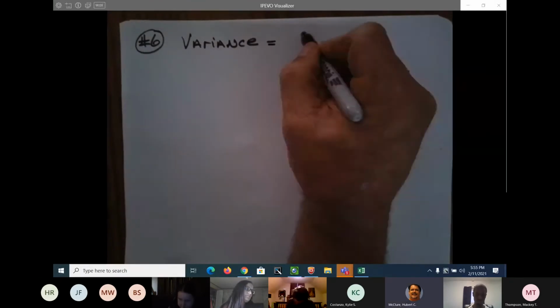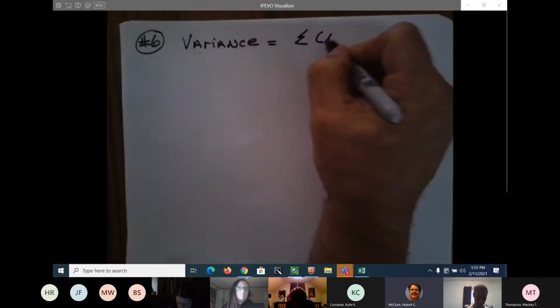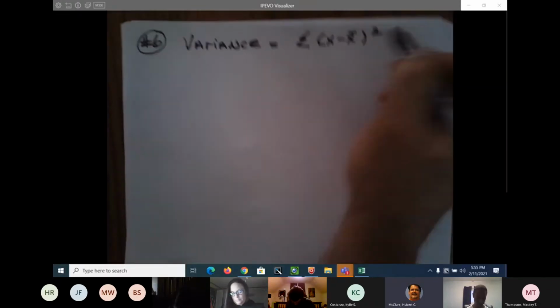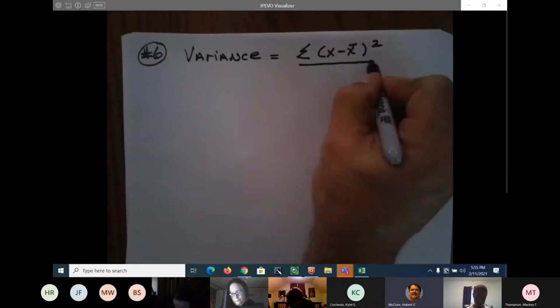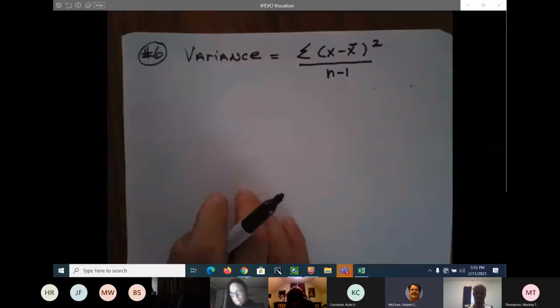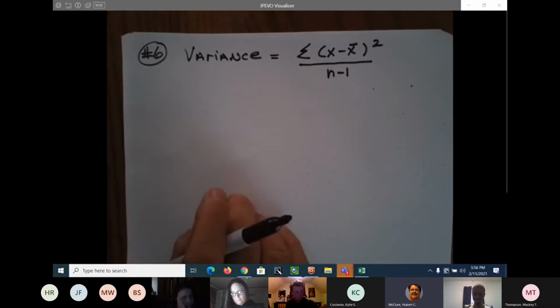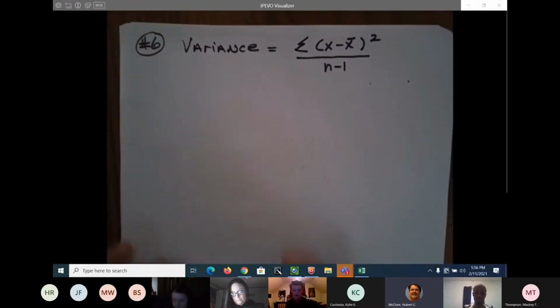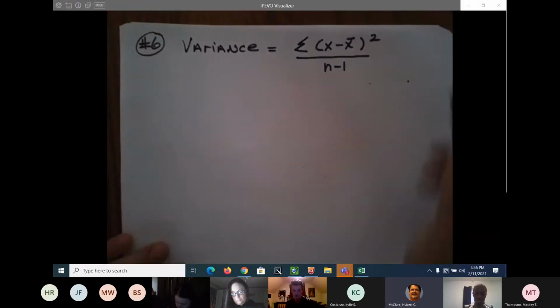The summation of x minus x bar raised to the second power over n minus 1. Now, I tell students, when you see this formula, the first thing half of you are going to do is freak out. Well, you don't need to, because all you got to do is remember, please excuse my dear Aunt Sally. Please excuse my dear Aunt Sally.